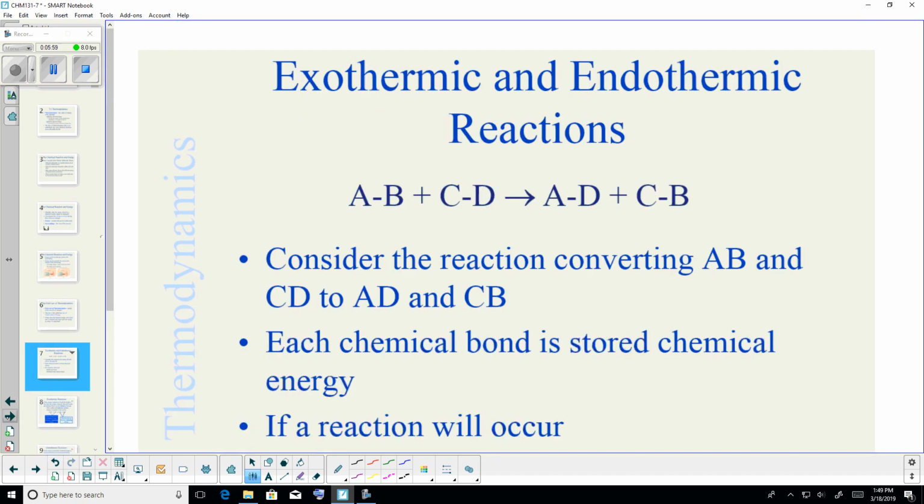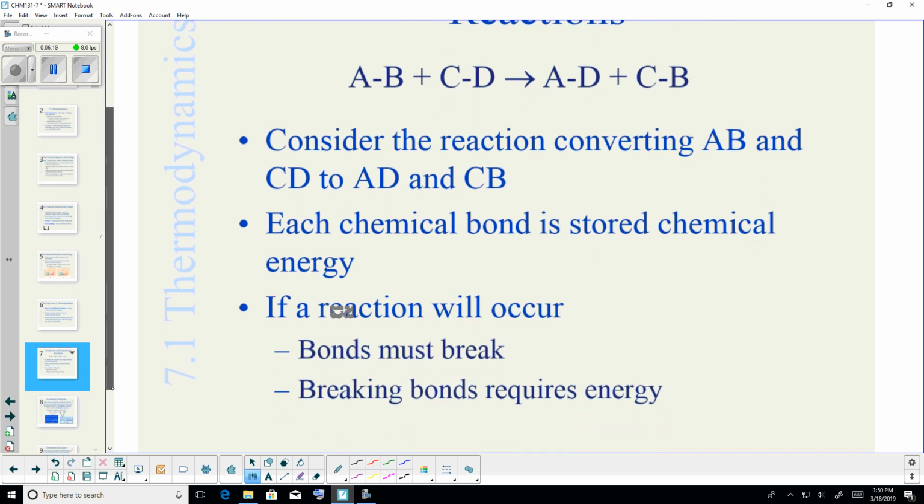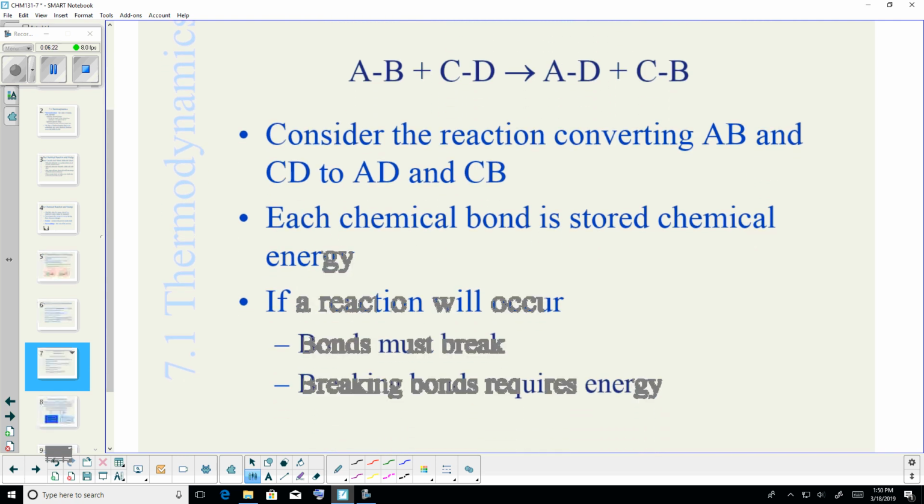Here we have a reaction. Molecule AB reacts with molecule CD. They give us two new products, AD and CB. You can see the bonds there. Each chemical bond is stored chemical energy. So if the reaction is to occur, you have to first break the AB and CD bonds, and that requires energy. So you have to put energy in.